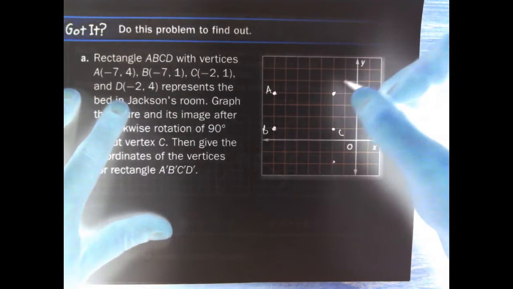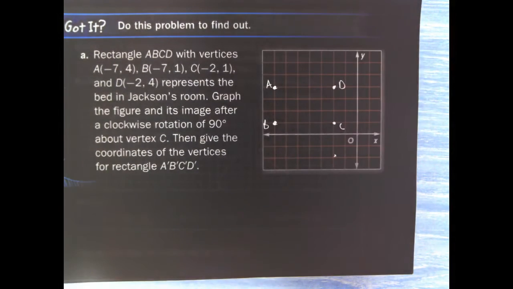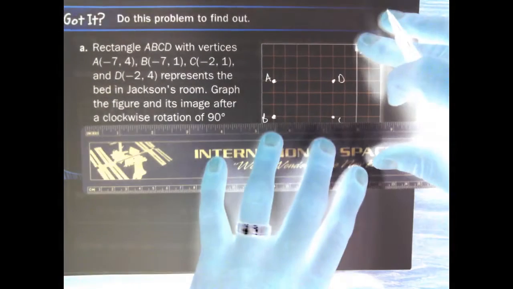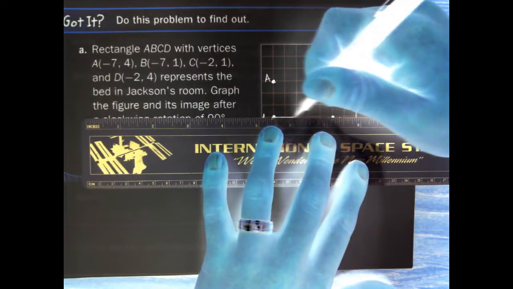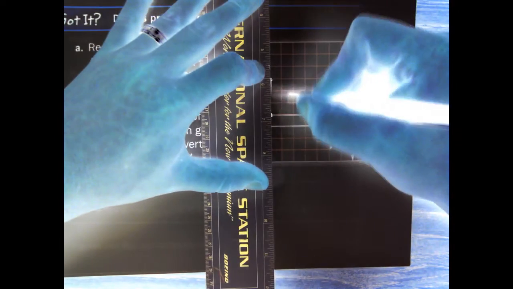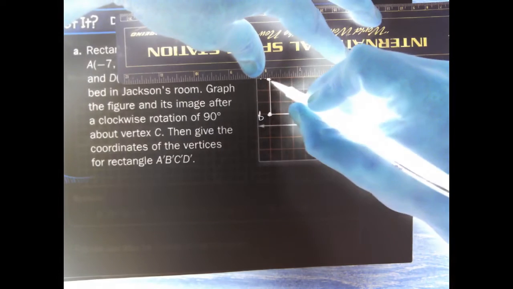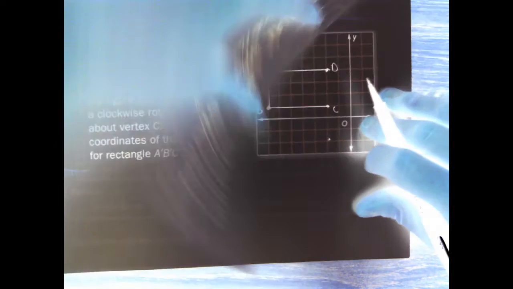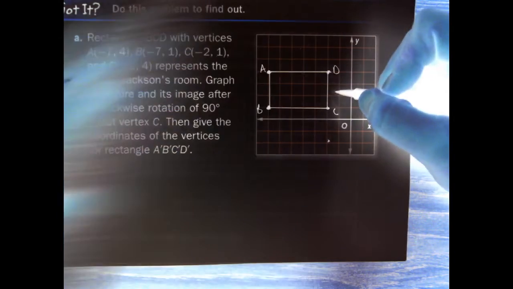is C. And D is -2, 4. So here we have a rectangle. It looks like this represents his bed. So we connect our dots to complete the figure. So again, we're going to have a rotation about a vertex. So this is something we're going to have to visualize.